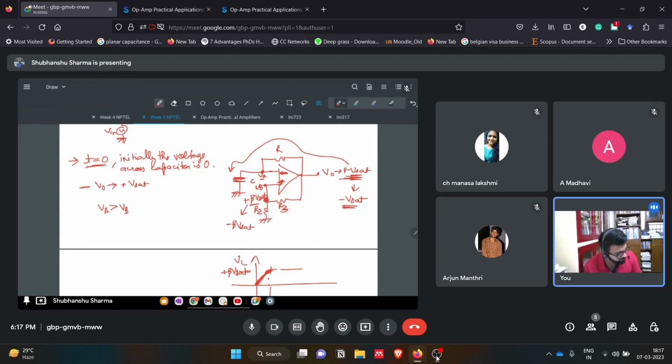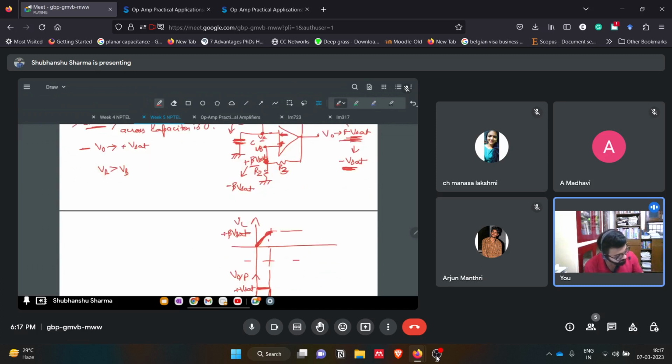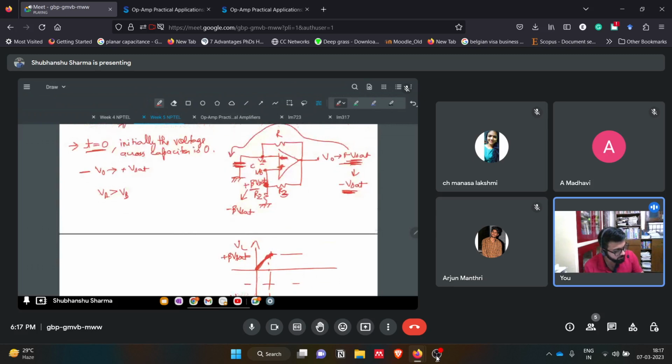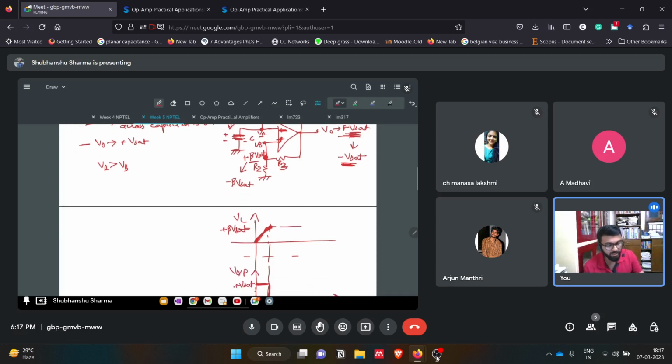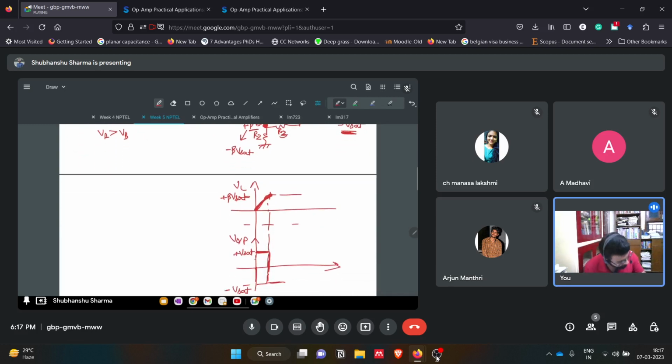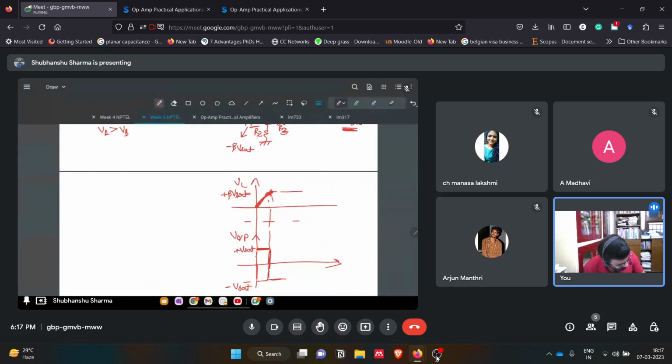Next, since this is now minus Vsat, the capacitor which was being charged up to the beta Vsat value will now start discharging through this RC network, because we are now providing a negative voltage to the capacitor. It will come to a certain limit.